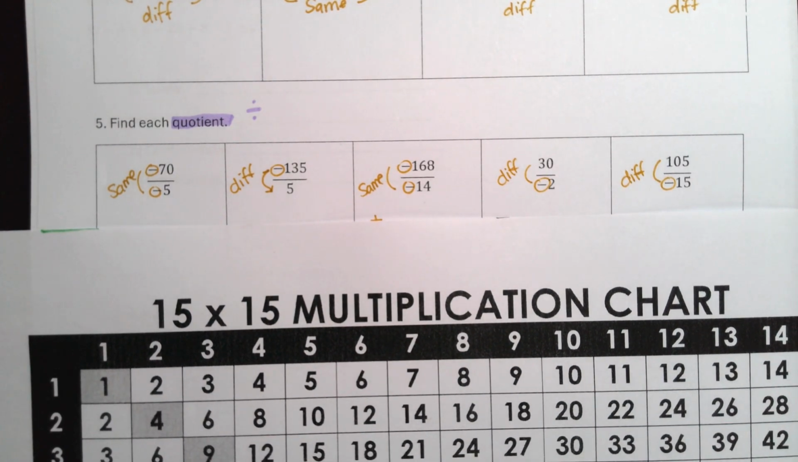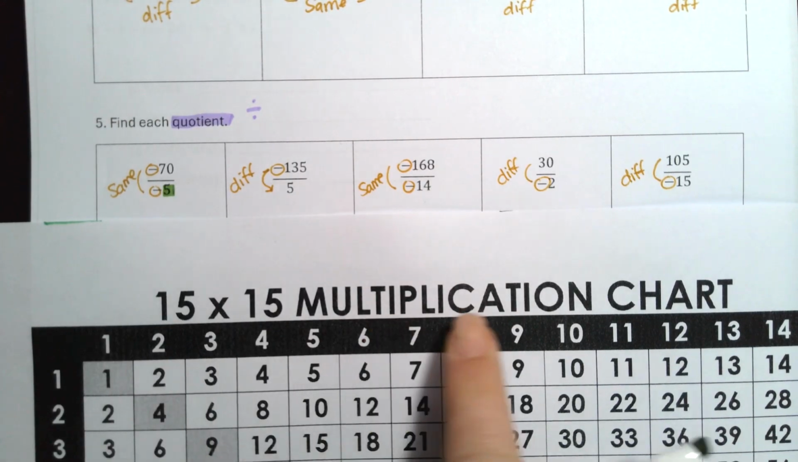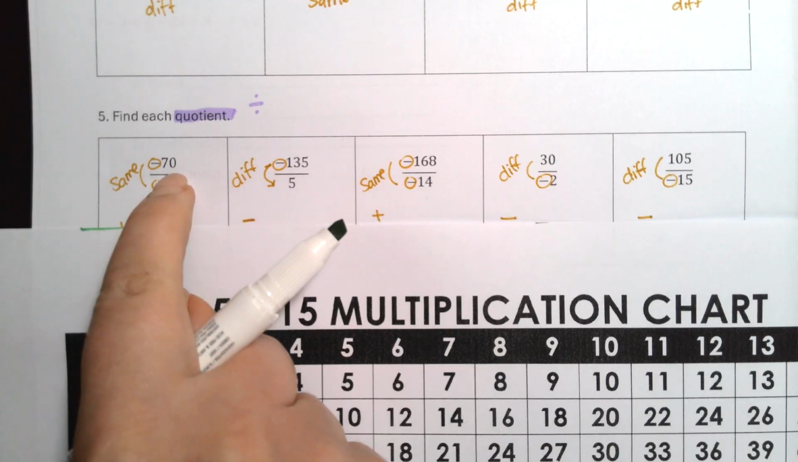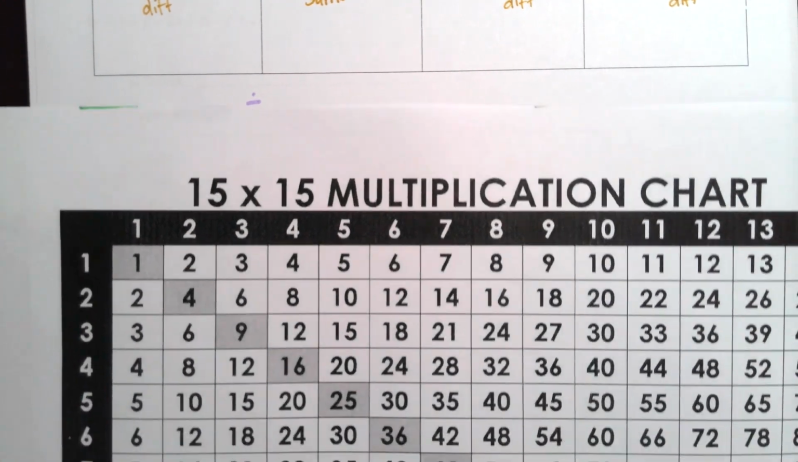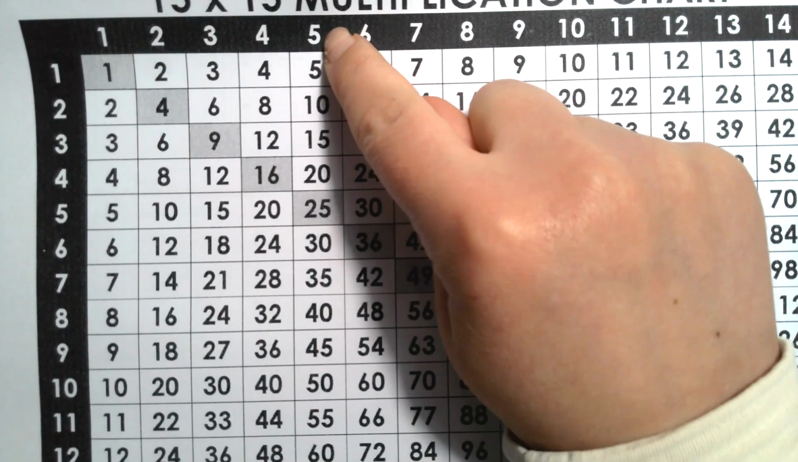So the number on the bottom, that's going to be the number you're looking for on top or on the side. The number above it is the number that we're finding on the inside. So for example, we have 5 and 70. I'm going to find 5 and I'm going to look for 70.